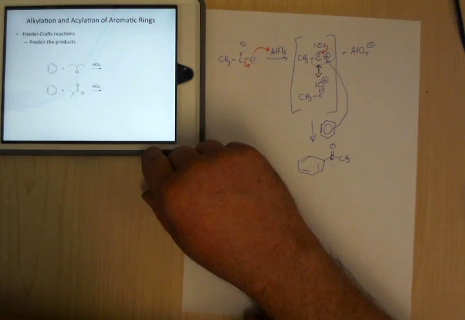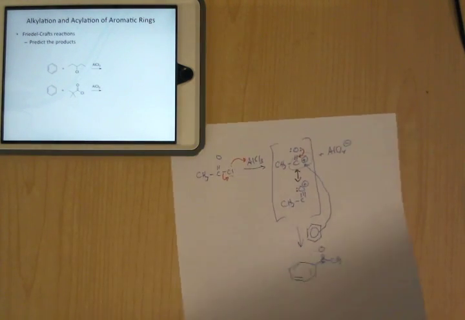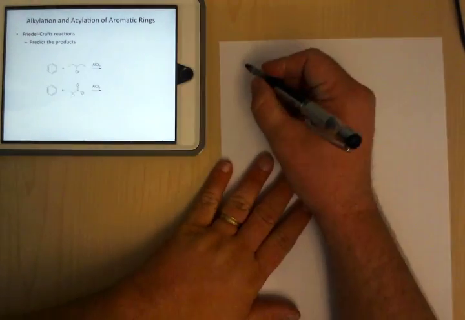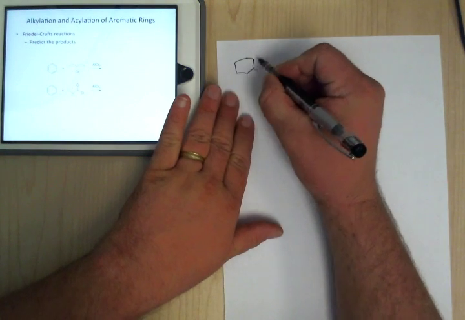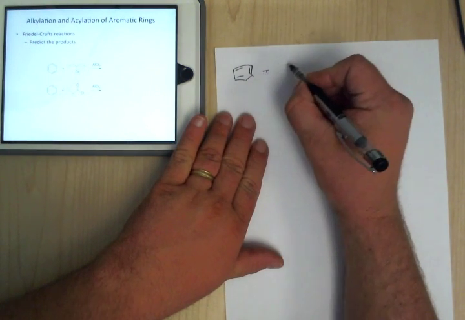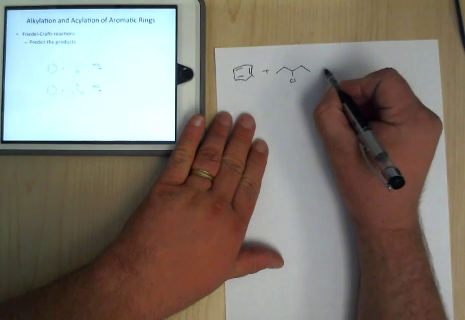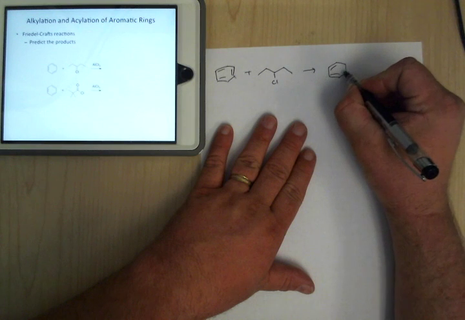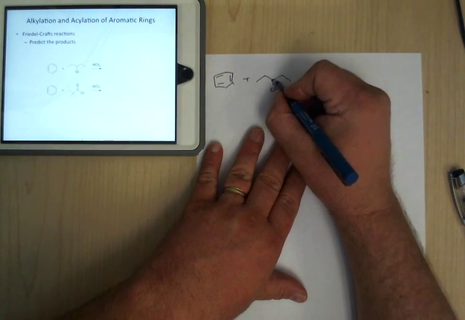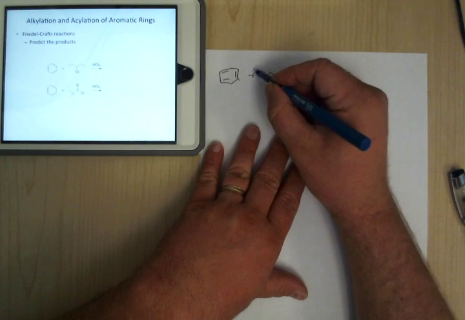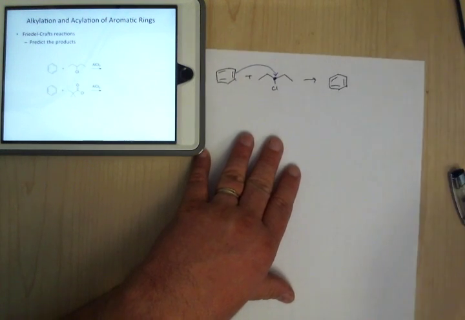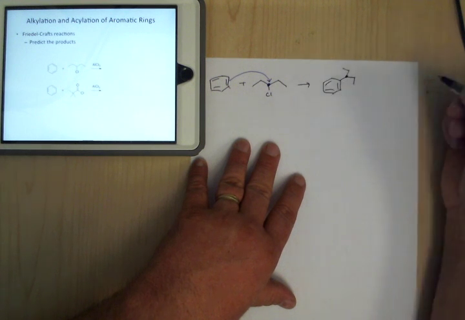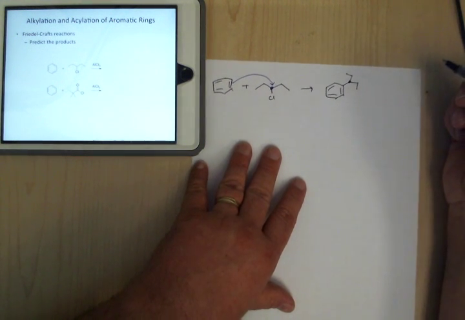Okay, so here we go. Predict the product, assuming no rearrangement here. It's going to want to attach right where that chlorine is, so it's going to attack right there to make it like that. That's it.